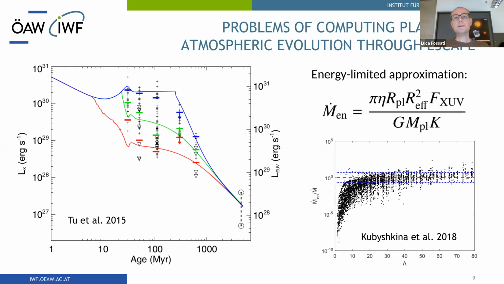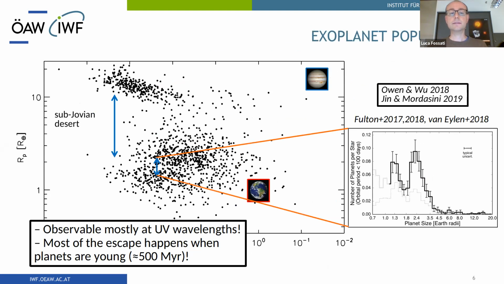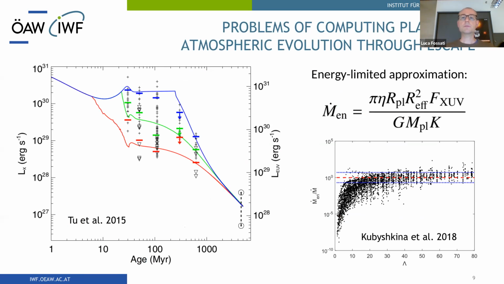One thing that is certainly interesting to do, particularly to understand planetary evolution, like trying to understand how these features in the exoplanet population happen and appear, is computing planetary atmospheric evolution. Now, there are two problems that we have to face when we try to do this. The first one is highlighted with the plot on the left-hand side. The plot shows age on the x-axis and high energy luminosity of stars on the y-axis.